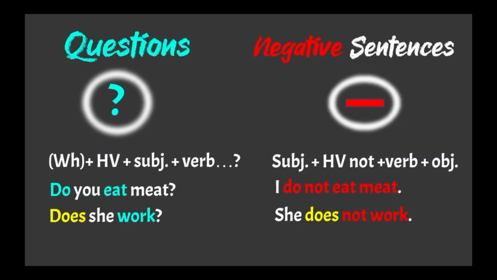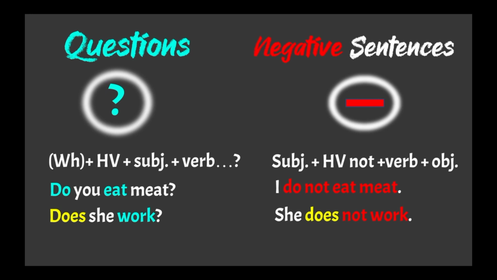So, to make questions, we need the following formula. WH, the question word, so that would be who, where, when, how, etc., if you have them. Then HV, for helping verb or auxiliary verb. Then we need a subject, because it's a question, right? And then we need the verb.